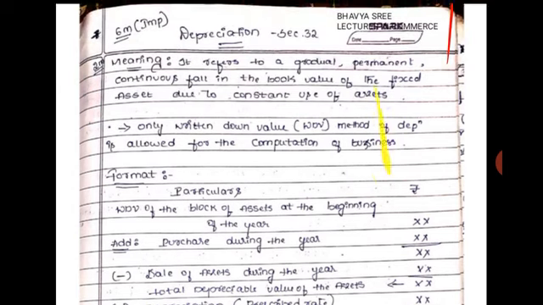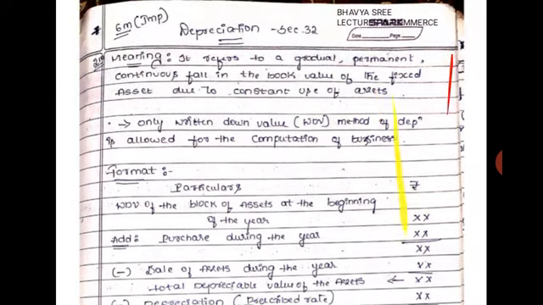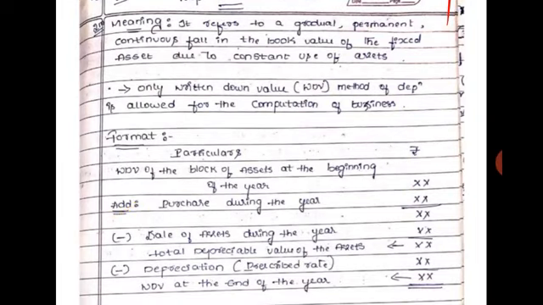Here is a format of how we are going to calculate. First we will take written down value at the beginning. As I told, in whichever year we are calculating, the beginning value of the asset in that year is to be considered.